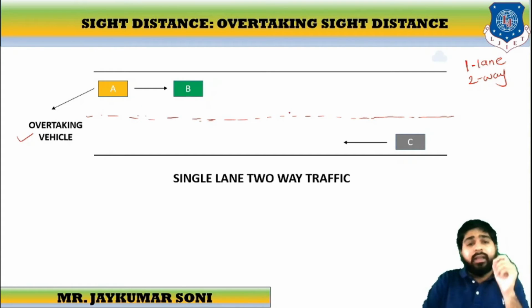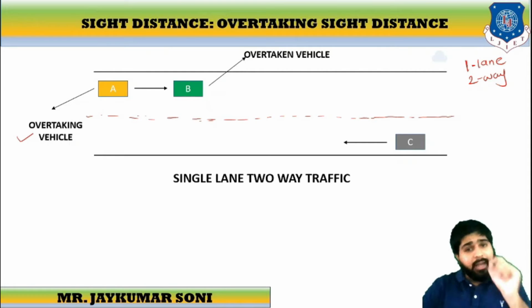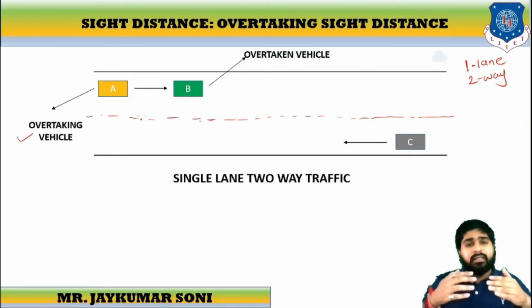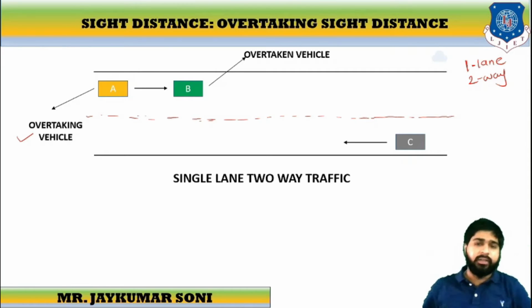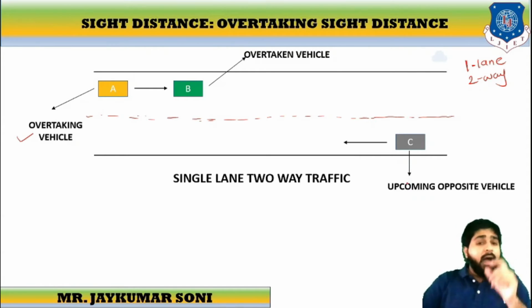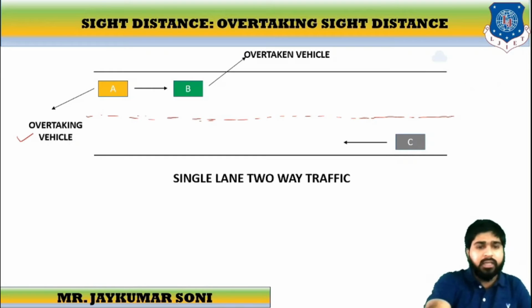The speed of vehicle B is quite less, and it will be overtaken by vehicle A. So vehicle B is called the overtaken vehicle, which will be overtaken by vehicle A, and C, which is coming from the opposite direction, is called the upcoming opposite vehicle. I am repeating this whole thing once again. Stay focused.